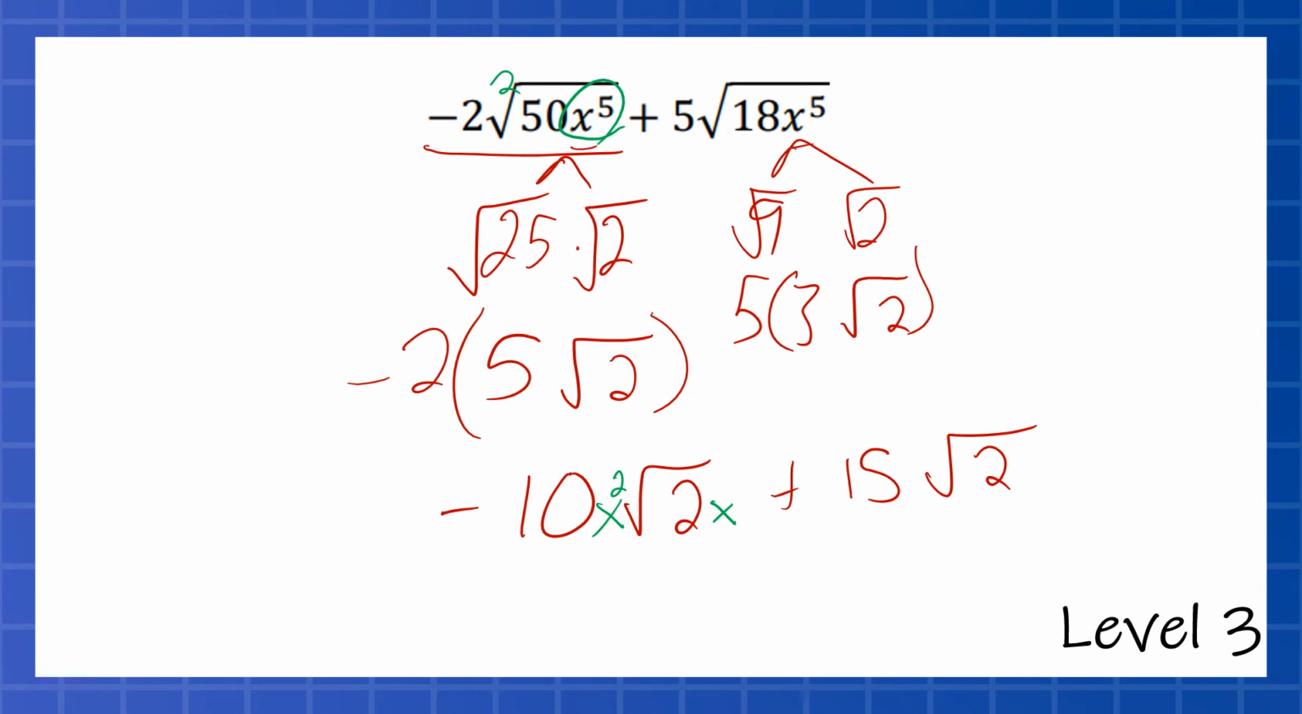And just like the last one, we have that x to the 5th. So I'm going to simplify a little bit and have x squared on the outside and x on the inside. At this point, we can now combine all of this because our radical is identical. What's in there is identical, so I'm going to combine them by combining the coefficients. I have negative 10x squared and 15x squared, so I'm going to get 5x squared square root of 2x.